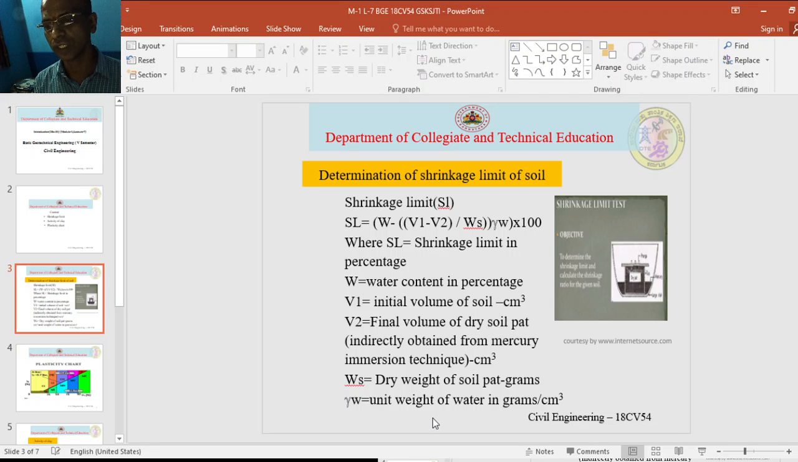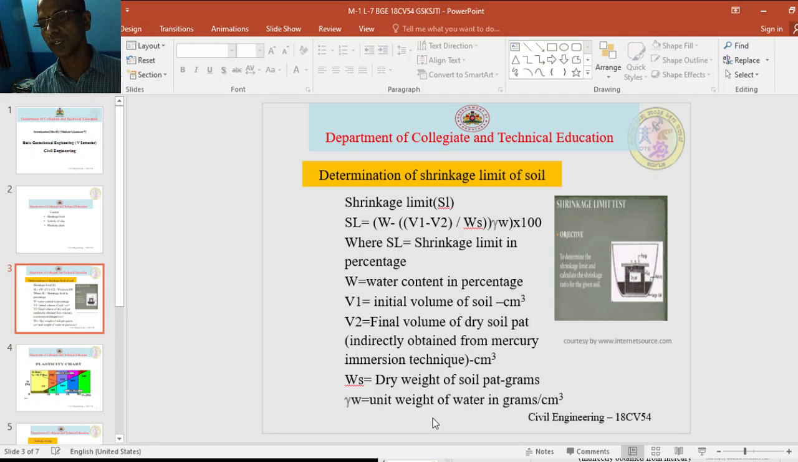Once you get that, next take out that dry soil pat and take a shrinkage cup, fill the shrinkage cup with mercury, press the prong so that excess mercury is removed, and whatever mercury remains in the cup, take that weight, let it be W4 grams.